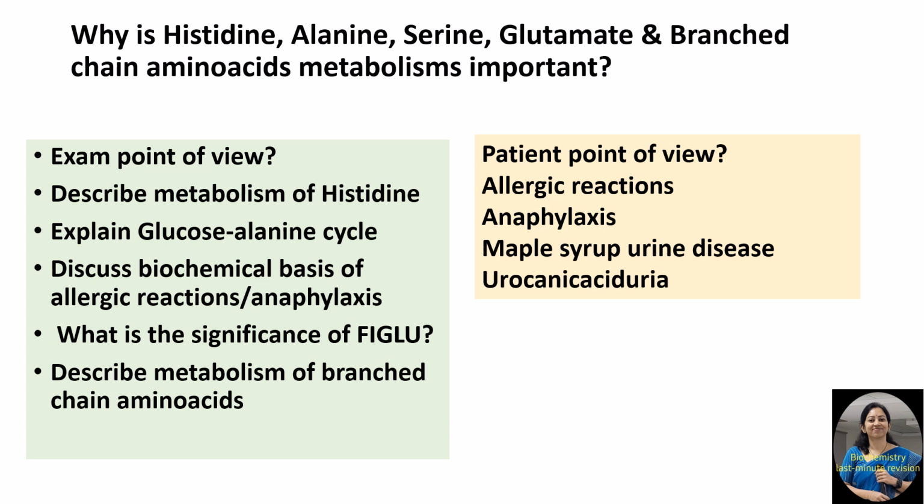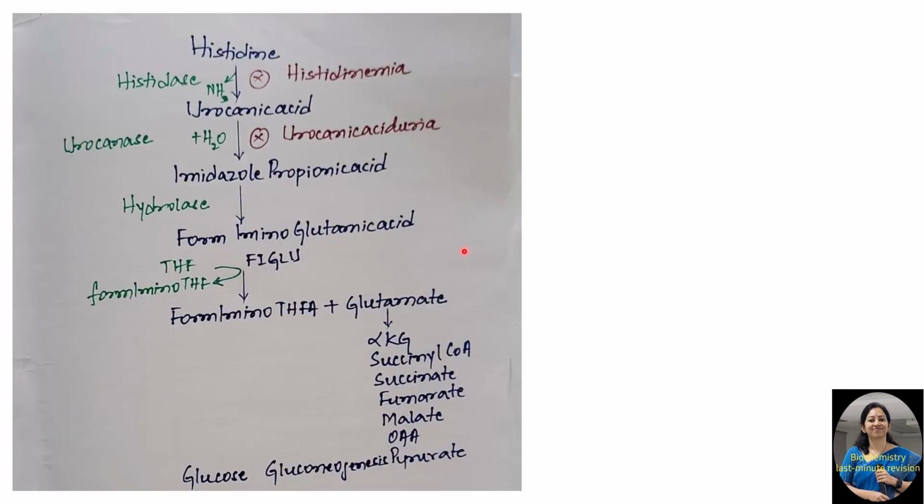Why is metabolism of histidine, alanine, serine, glutamate important? That will be asked. Describe metabolism of histidine, explain the glucose-alanine cycle, discuss the biochemical basis of allergic reactions or anaphylaxis. What is the significance of FIGLU? Describe metabolism of branched-chain amino acids. From the patient point of view, you need to know the biochemical basis behind allergic reactions, anaphylaxis, maple syrup urine disease, and urocanic acid. Now coming to metabolism of histidine.